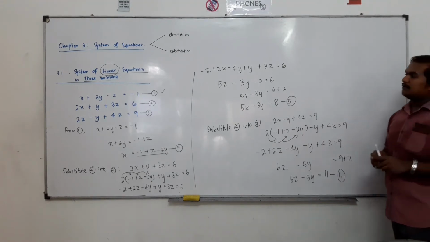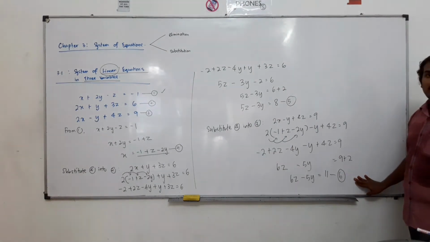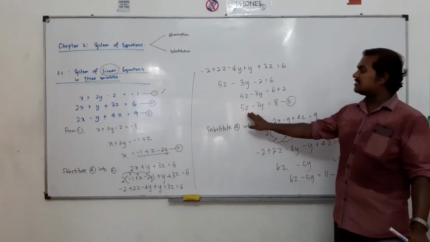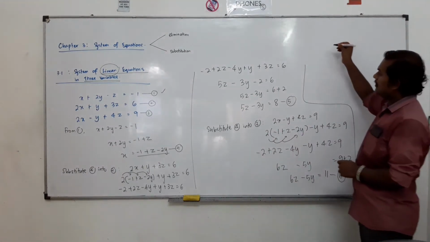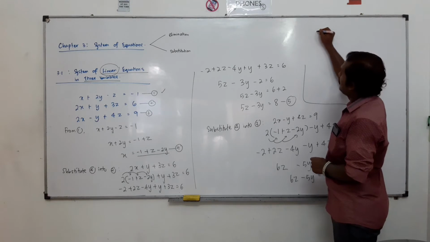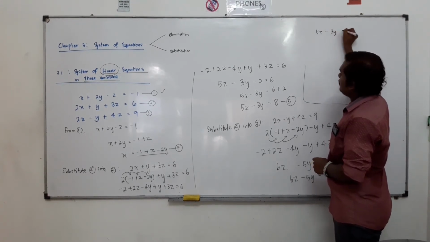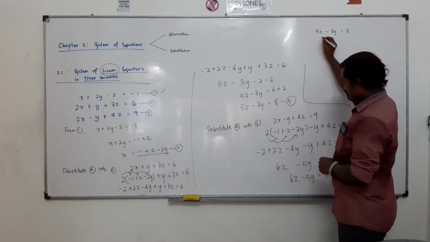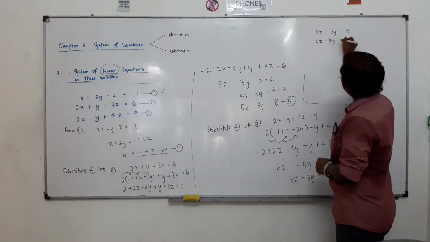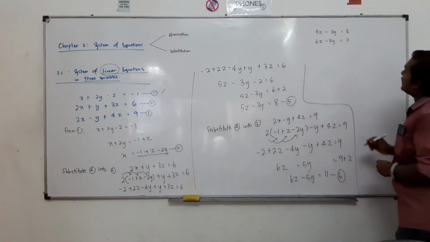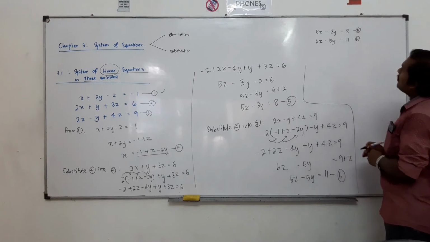Now we are going to use equation number 5 and equation number 6 and solve them in order to find the value of z and y first. We will take equation number 5, 5z minus 3y equals 8, and 6z minus 5y equals 11. This is equation 5 and equation 6.